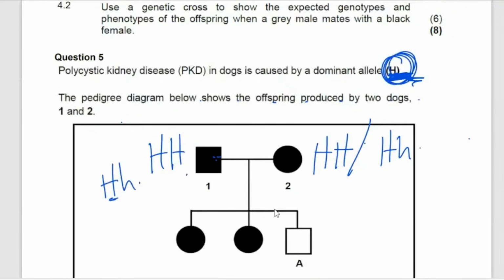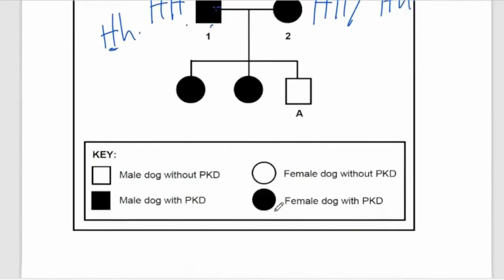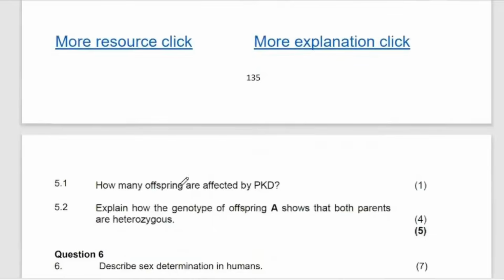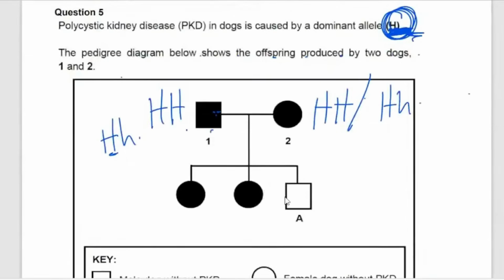You understand? However much it is a male, I'm not using X and Y. I don't use that. Why? Because they didn't say it is caused by a sex link. Is it clear? Yes. So in this case, I can identify because they ask how many individuals are affected. Okay, that one is simple.